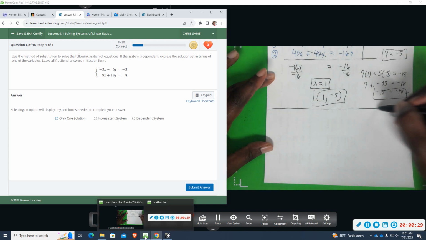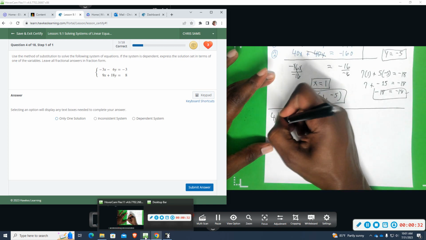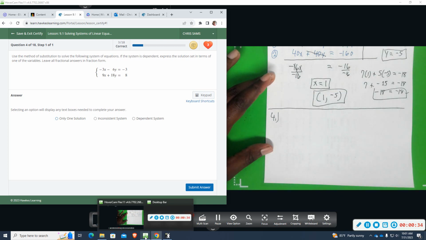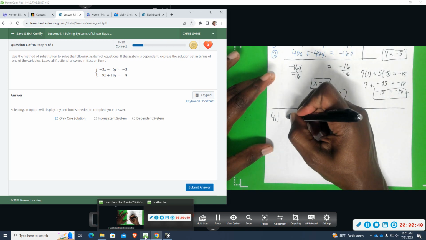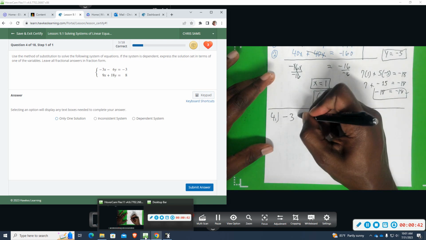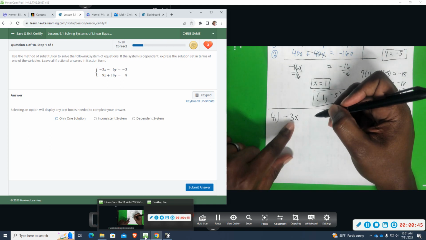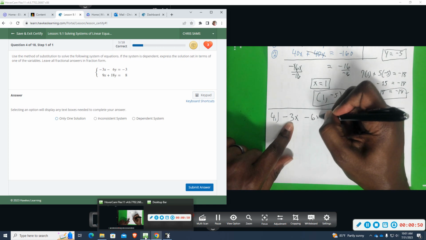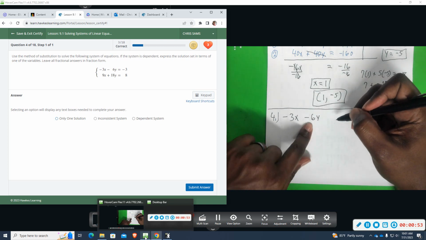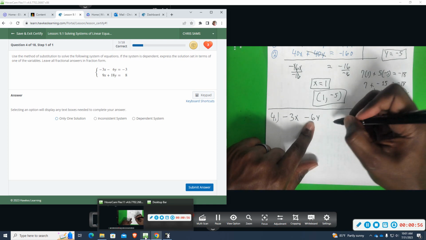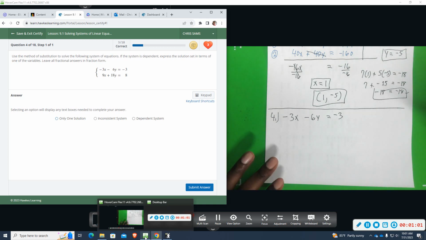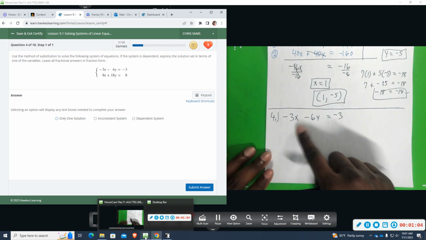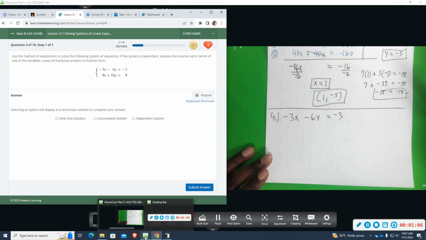So number 4, when you do substitution, it's better to do substitution when x or y is already isolated. Meaning, if I take this first equation, negative 3x, x is not by itself because it has a number in front of it. Minus 6y, y is not by itself because it has a number in front of it, equals negative 3. So in order to do substitution, you have to solve for either x or y. I'm going to solve for y. That just makes more sense.